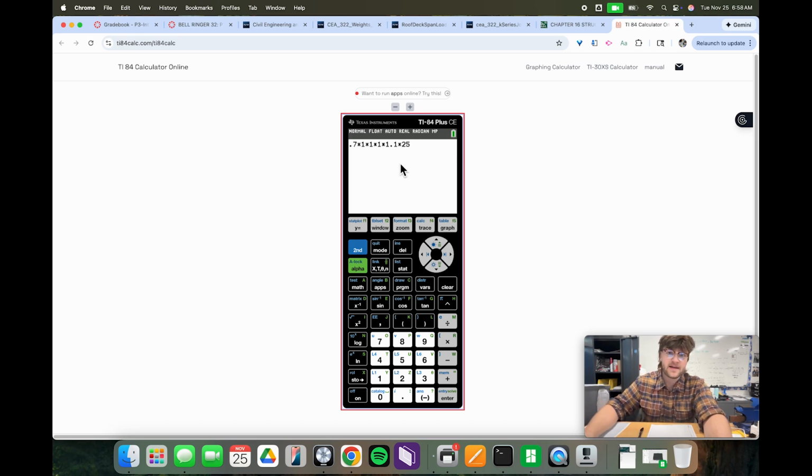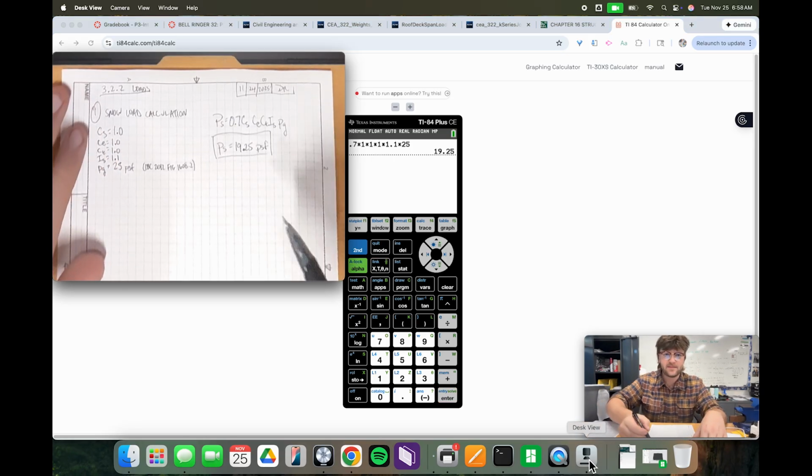Now, guys, keep in mind, if you have 1 times 1 times 1, you don't really need to put that in there. But what we end up with here is 19.25, and remember, that is PSF. And so now we can look at that. This is 19.25 PSF.